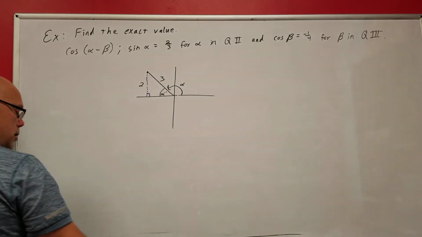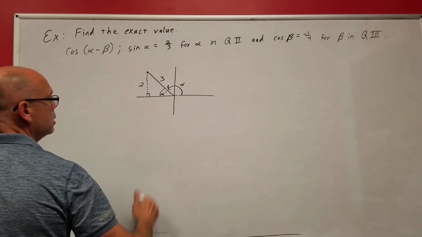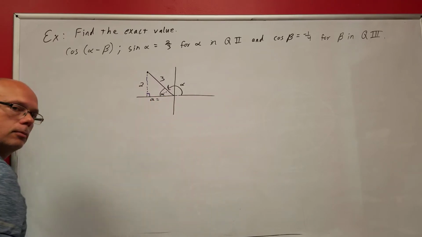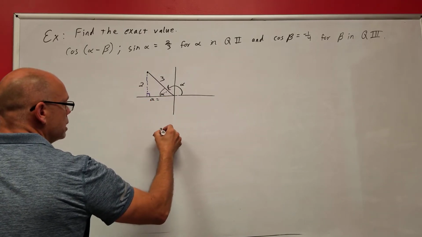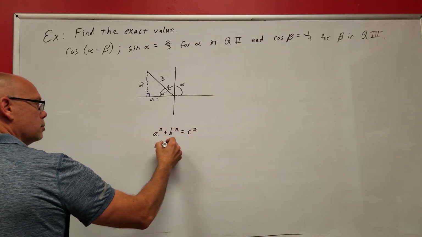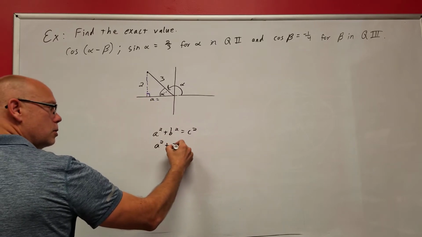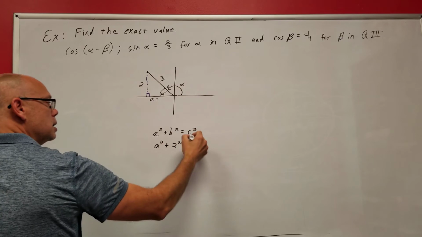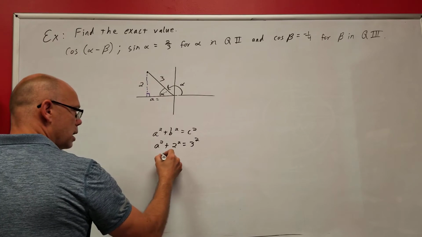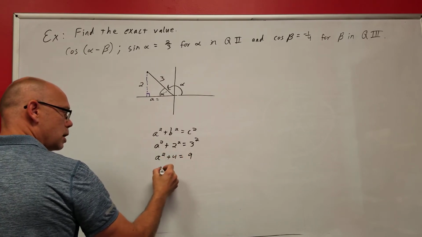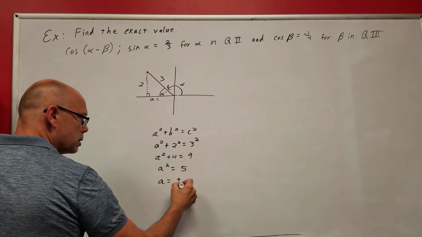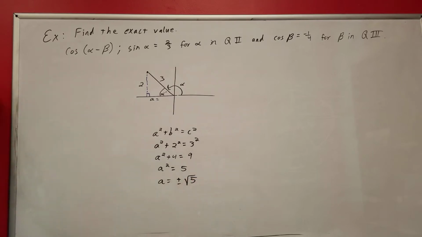All right, let's find the length of this side of my triangle, a here. According to the Pythagorean theorem, a squared plus b squared is equal to c squared. So a squared plus, what is b in this case? 2. 2 squared is equal to c squared, which is 3 squared. So a squared plus 4 is equal to 9. So a squared is equal to 9 minus 4, which is 5. So a is equal to plus or minus the square root of 5 if I take the square root of both sides.